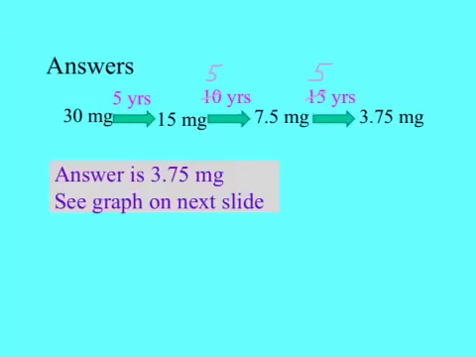These are the answers. At the start, there are 30 milligrams. After a half-life, which is 5 years, it's halved down to 15 milligrams. After another 5 years, half again, down to 7.5 milligrams. Another 5 years, down to 3.75. 3 lots of half-life, and up to 15 years. So the final answer is that one there. The answer is 3.75 milligrams.